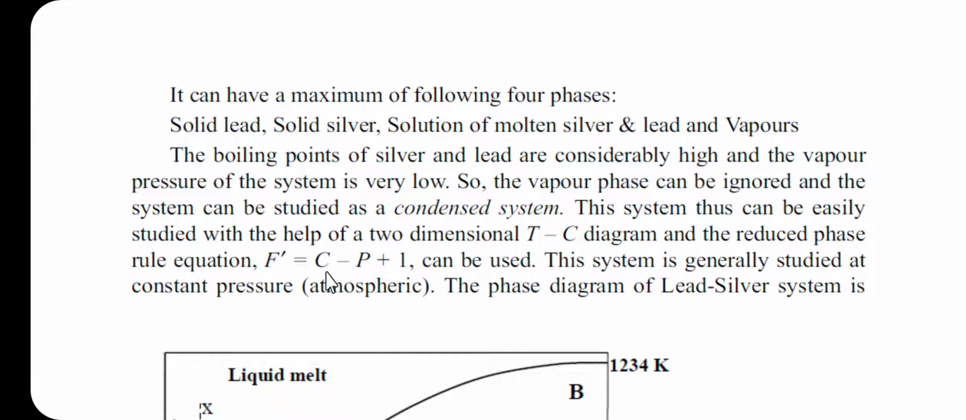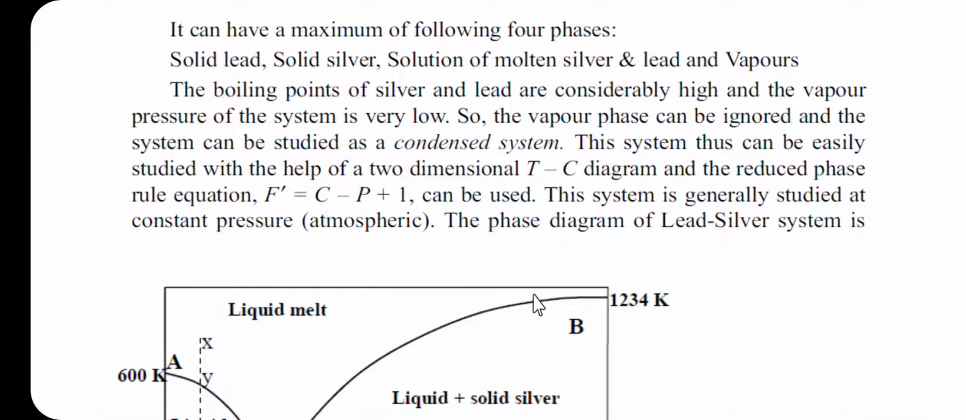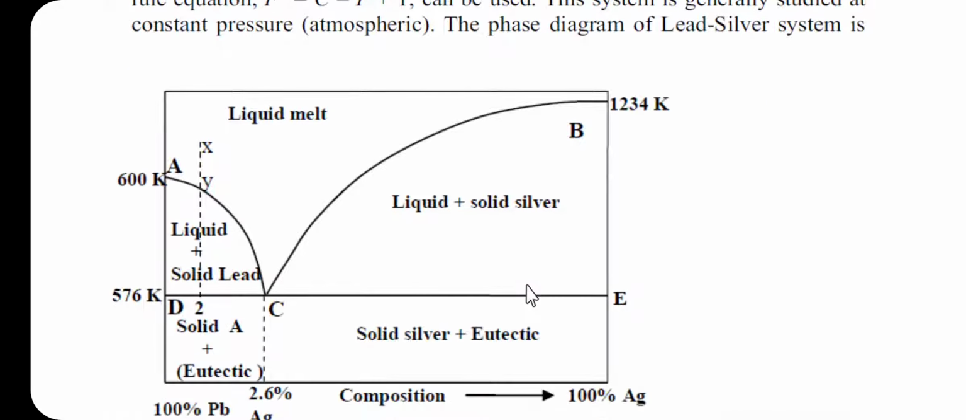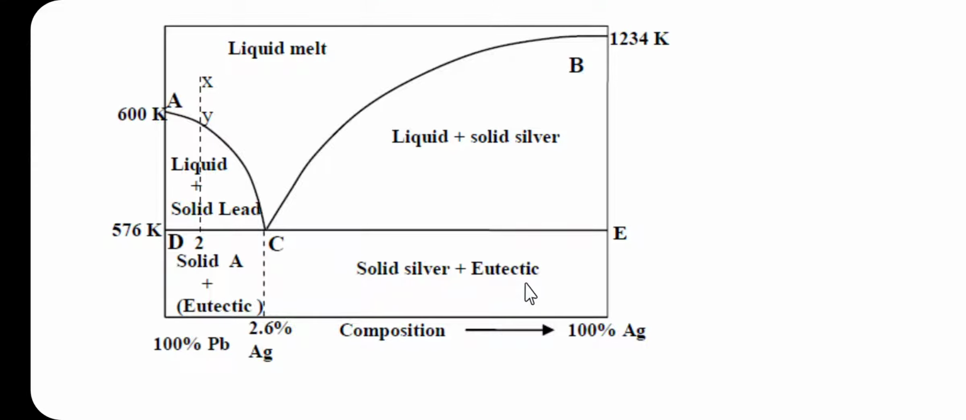The actual expression for the phase rule is F = C - P + 2, but here we use the reduced phase rule, that is F' = C - P + 1. It can be used to study the two component system. The system is generally studied at constant pressure. This is the phase diagram for the lead silver system.